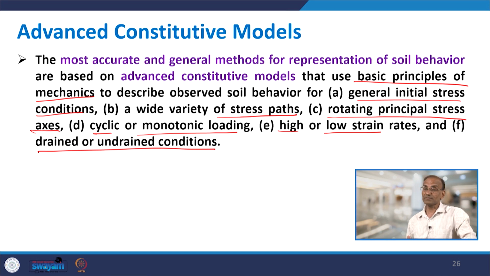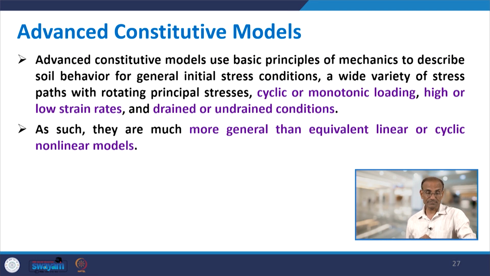The last item is related to liquefaction. It is important that when liquefaction occurs, undrained conditions are considered. So, there is a development of pore pressure. But if you allow the drainage, then pore pressure may not develop, but volumetric strain will develop. So, these need to be captured by these models.